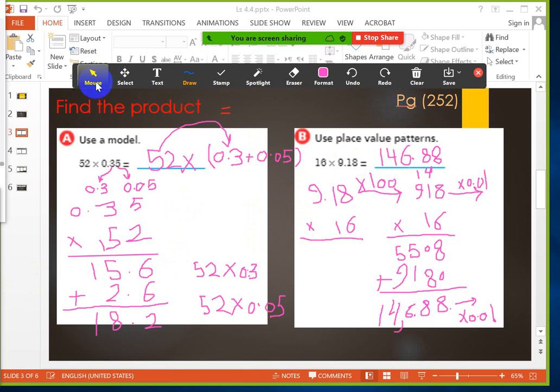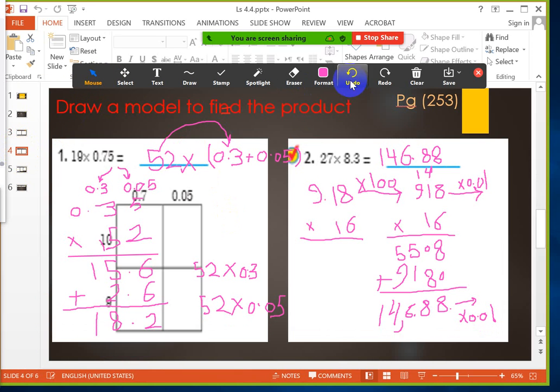Okay, girls, you finish? If you finish, please type 1 in the chat, just one time. Okay, very good. So I will erase only this side. Okay, I will leave the next one, number B. I will leave B for you.